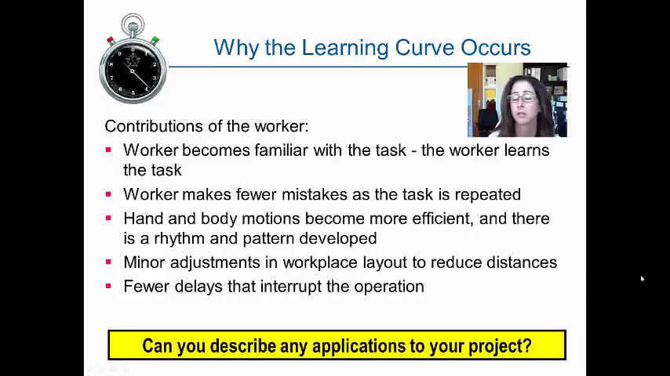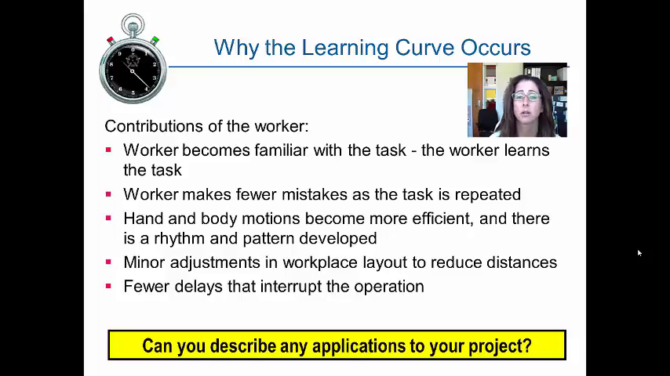And then fewer delays that interrupt the operation as you're going along. Just as a worker, you try to be more efficient as you go through. So something to think about is, does this have any application to your project? Do you have a lot of new workers, and what is the learning curve for that? And we'll talk later, you're going to have a lab about learning curve too, how you can calculate the learning curve from the data that you have, and we can use a direct time study from the flashlight assembly if you don't have anything from your class.